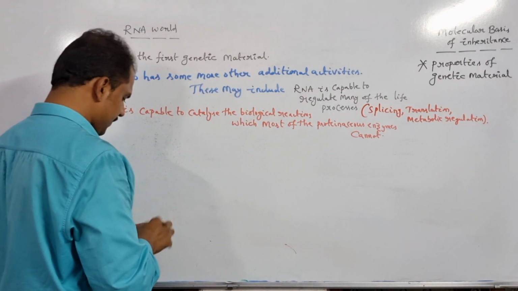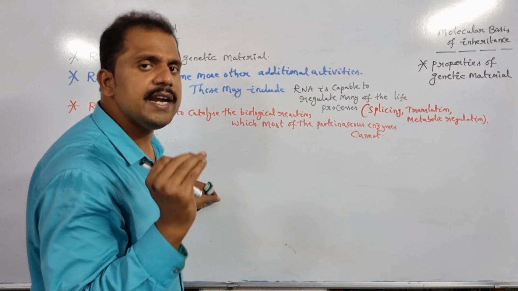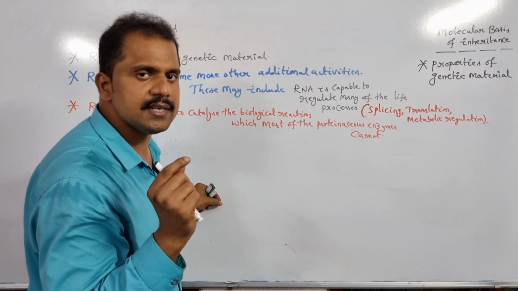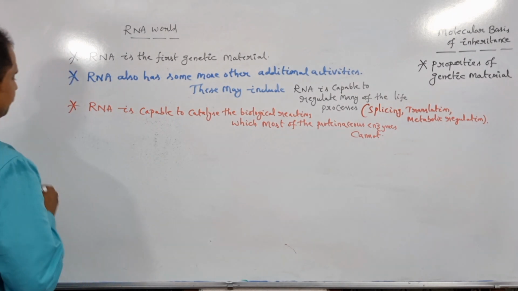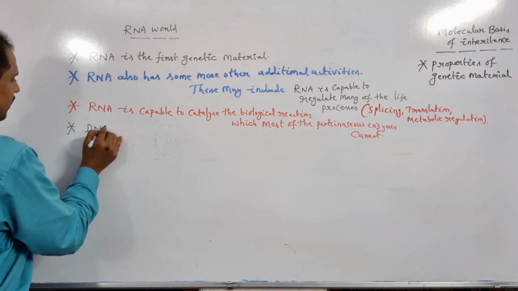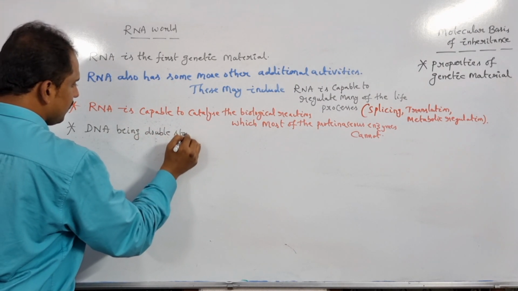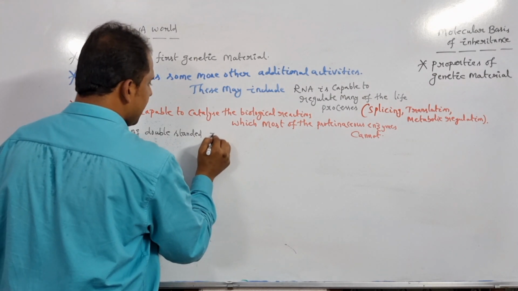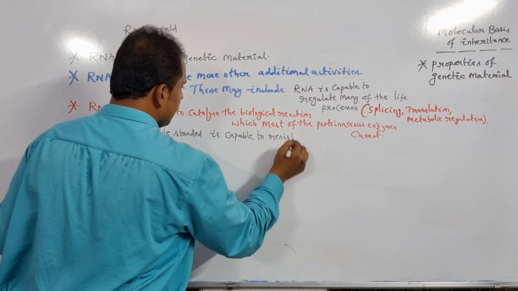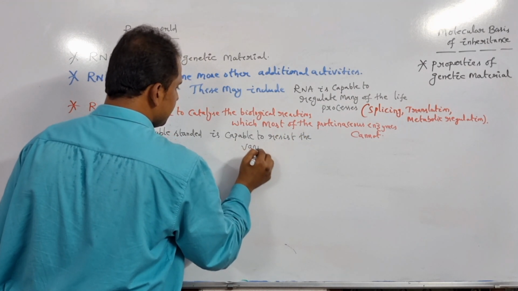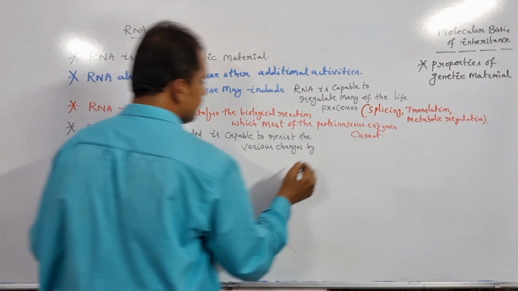Is it clear? And here DNA is being double stranded and it is having the complementary relationship. It is capable to resist the various physiological changes by taking the advantage of a specific mechanism known as repair mechanism. Is it clear? DNA being double stranded is capable to resist the various changes by the repair mechanism.